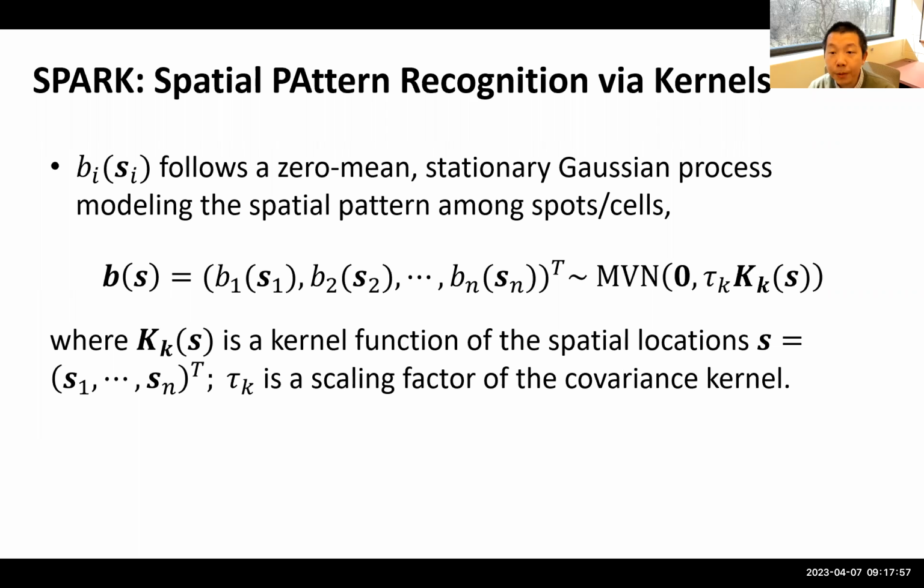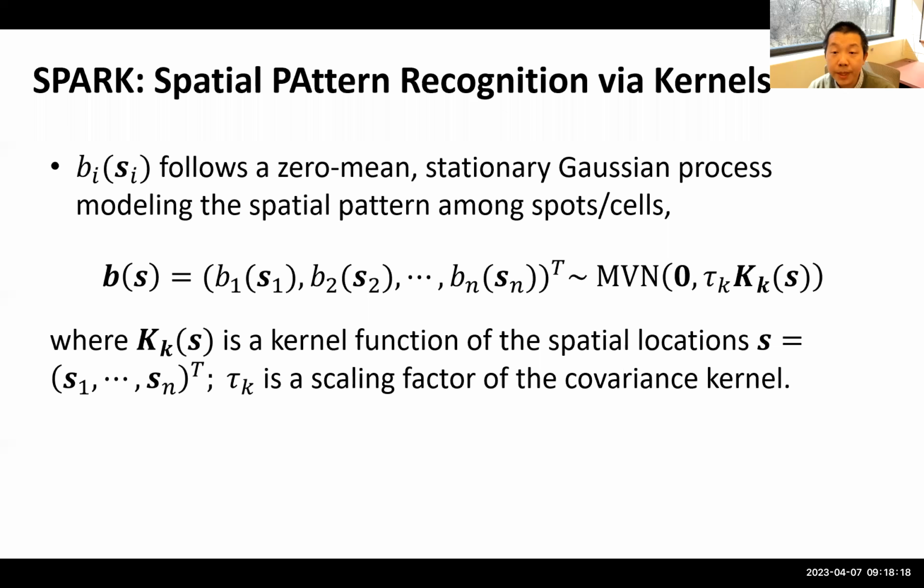And because b captures the spatial expression pattern, identifying genes that show a spatial expression pattern basically turns into a hypothesis testing framework, where you only need to test whether the entire vector b is 0 or not. If the entire vector b is 0, that means you only have the residual error, IID normal over-dispersion, so there's no spatial pattern.